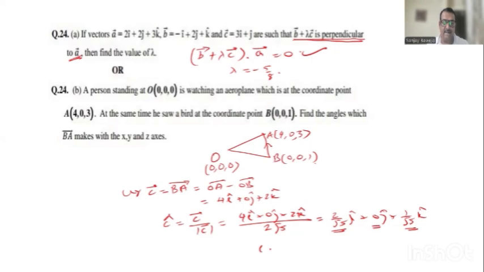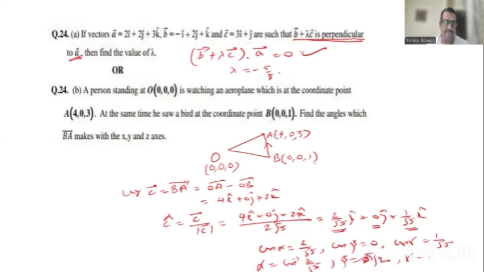So it means that value of cos alpha is 2 by root 5, value of cos beta is 0, and value of cos gamma is 1 by root 5. So alpha will be equal to cos inverse 2 by root 5, beta will be equal to 90, means pi by 2, because cos pi by 2 is 0. And gamma in this case will be cos inverse 1 by root 5. So I hope it is clear. This question is clear.